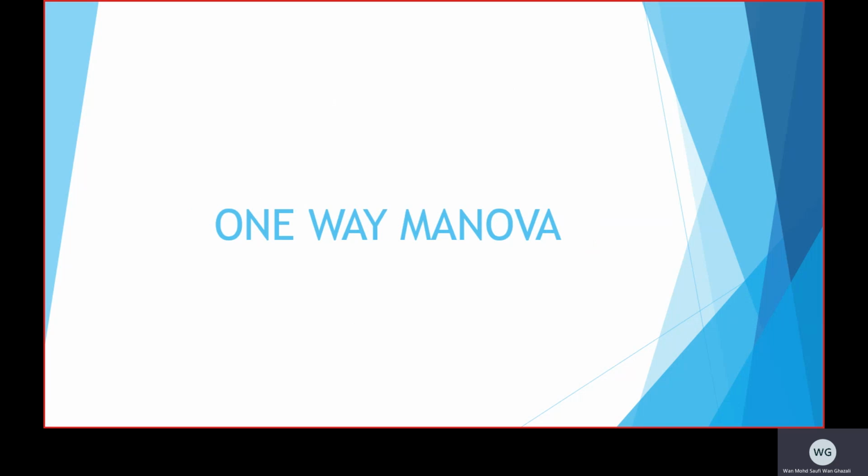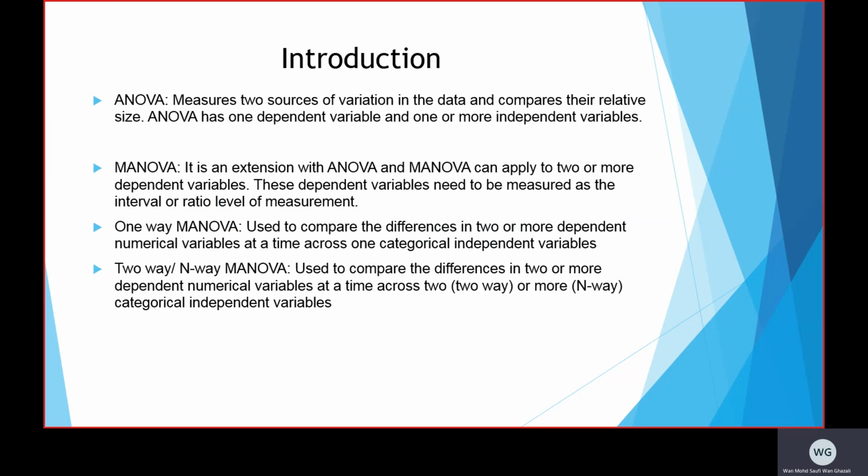Okay, I choose my project, which is one-way ANOVA. For the introduction, ANOVA measures two sources of variation in the data and compares their relative size. ANOVA has one dependent variable and one or more independent variables. While MANOVA is an extension of ANOVA, and MANOVA can apply to two or more dependent variables. These dependent variables need to be measured at the interval or ratio level of measurement.